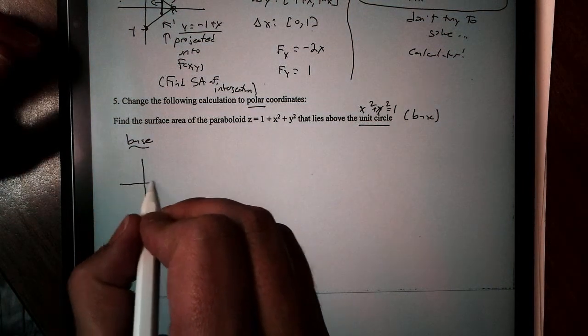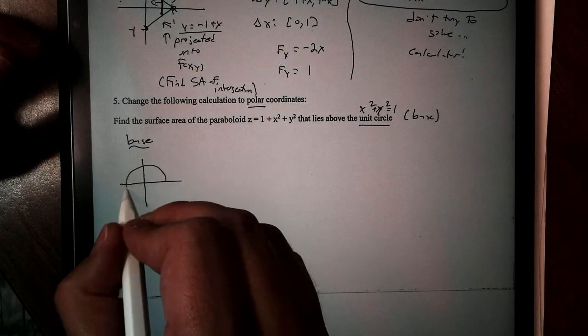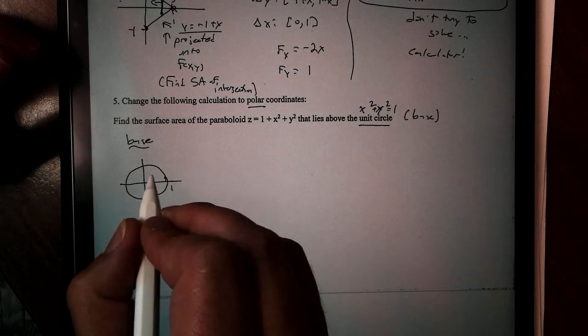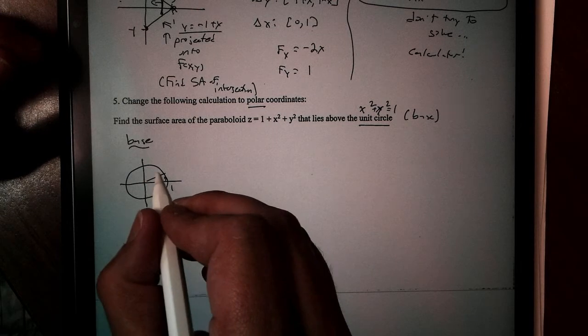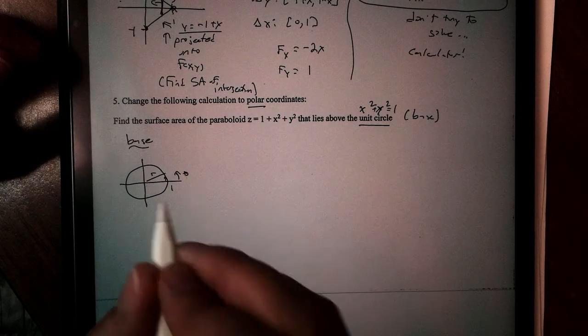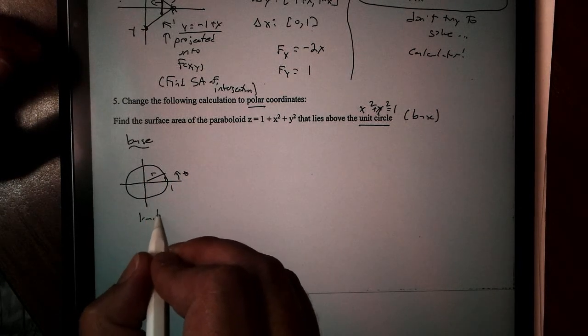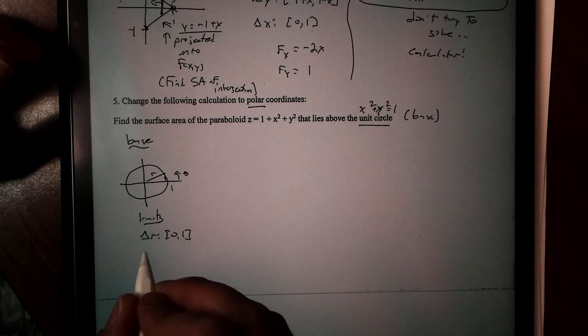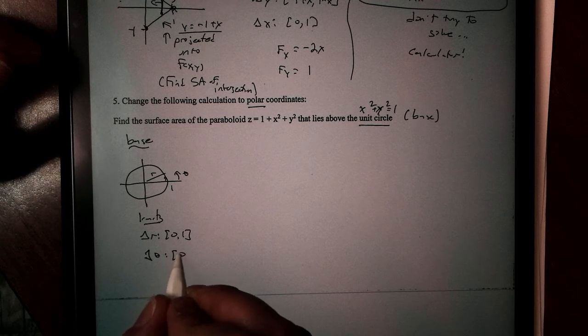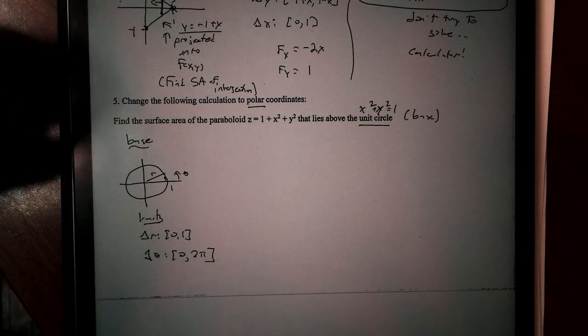This is no trouble here. My base has a radius of 1, and they want me to use polars, okay? So there's r, and we're looking how theta changes. So to get our limits, the change in r goes from 0 to 1, and the change in theta from 0 to 2 pi, my favorite mathematical wrapper.